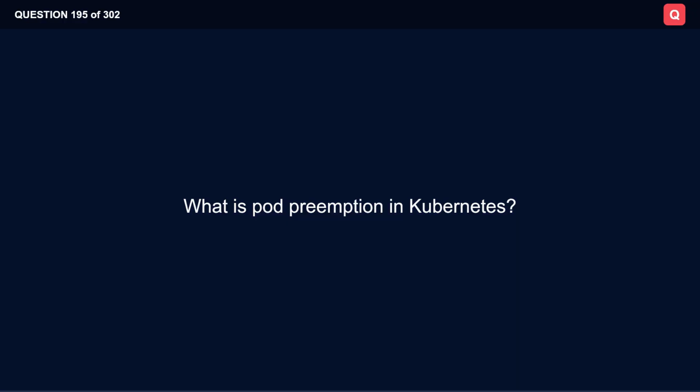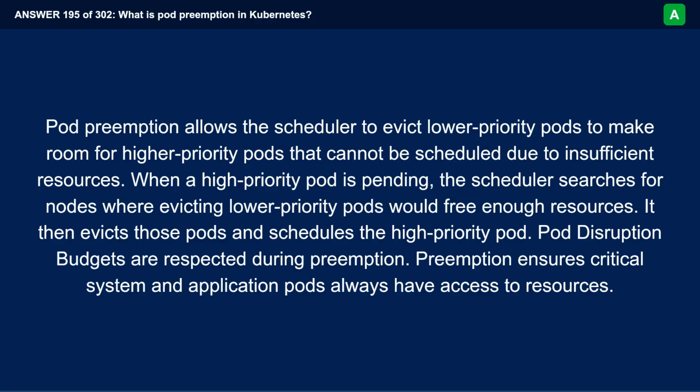What is pod preemption in Kubernetes? Pod preemption allows the scheduler to evict lower priority pods to make room for higher priority pods that cannot be scheduled due to insufficient resources. When a high priority pod is pending, the scheduler searches for nodes where evicting lower priority pods would free enough resources. It then evicts those pods and schedules the high priority pod. Pod disruption budgets are respected during preemption. Preemption ensures critical system and application pods always have access to resources.